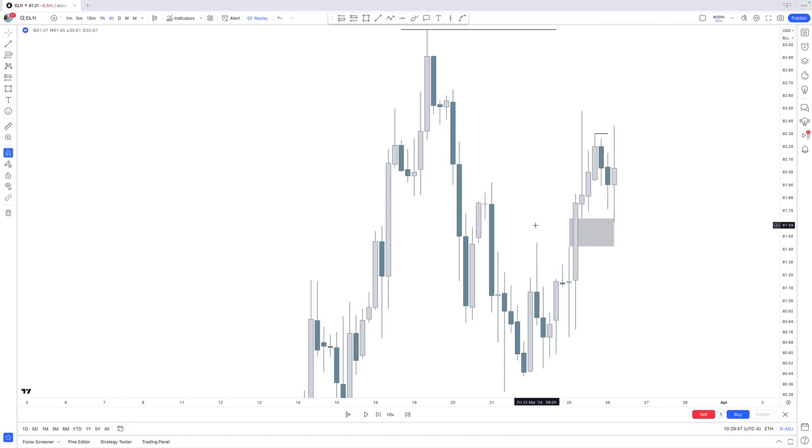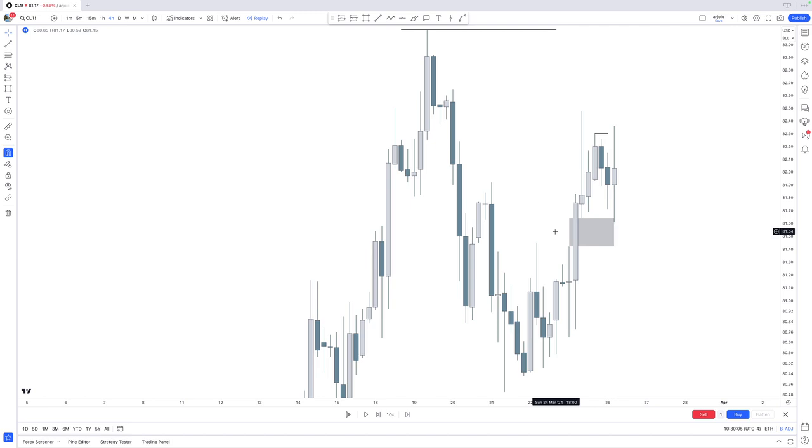Everything I mentioned here is never 100%. I can give you the highest probability and the lowest probability thing to happen, but nothing is 100%. So sometimes we will not even reach the context target. Sometimes we will not even get a rejection of the PD array that I want to look at higher prices from.